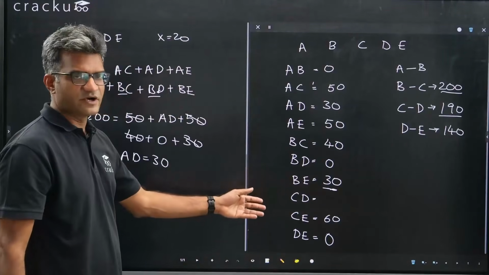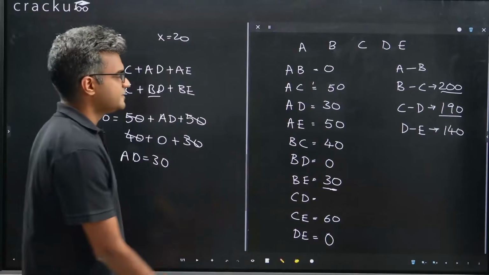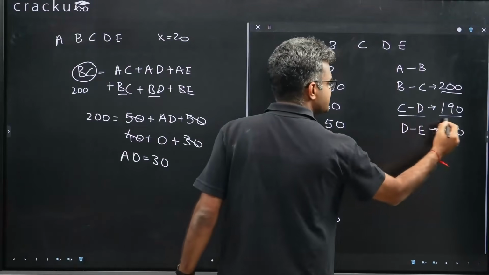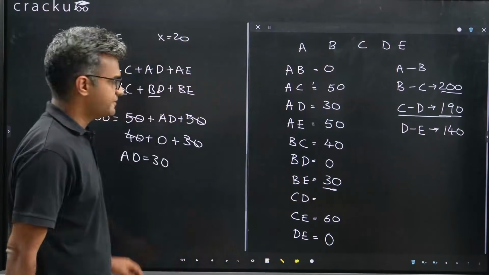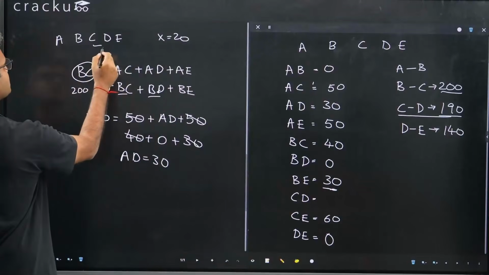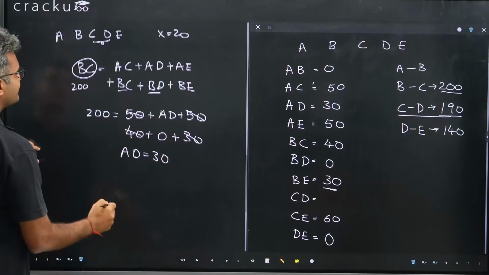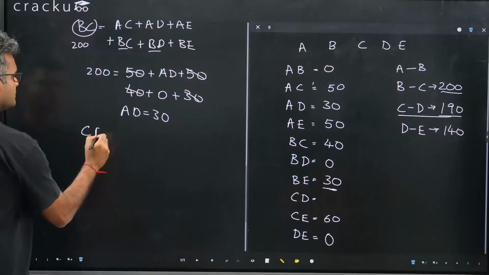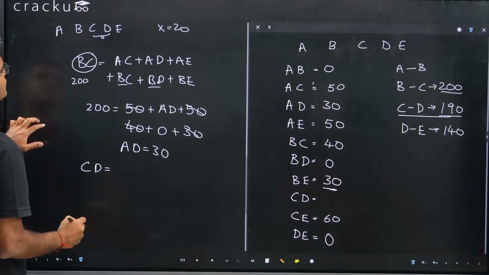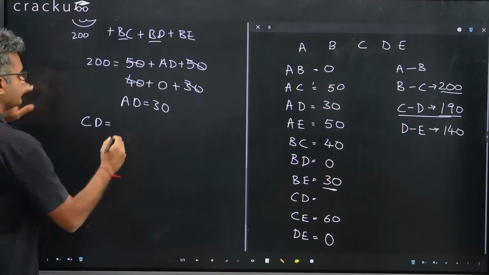Similarly, if you are trying to calculate how many people booked CD, we know that people who traveled in the immediate segment CD is 190. And if you are looking at this block CD, who are the people who will travel through CD? To travel through CD, you have to go from A to D or A to E.